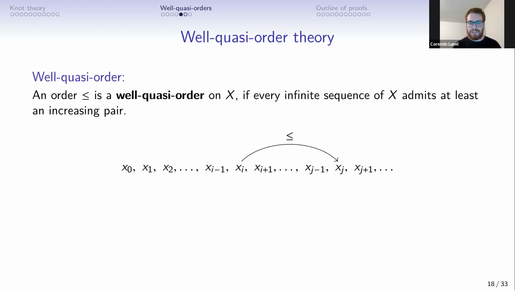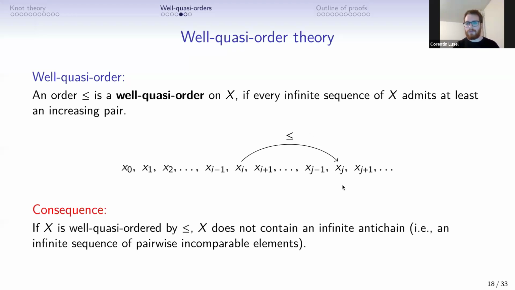So now I will present well-quasi-orders, and everything I say you can think of in the graph setting I was just presenting. An order is a well-quasi-order on X if whenever you get an infinite sequence of elements of X, you have an increasing pair in the sequence. An increasing pair is an element xi that is in relation with an element xj that appears later. As a simple consequence, if your set is well-quasi-ordered, it cannot contain an infinite antichain, because that would be in direct contradiction with the definition.